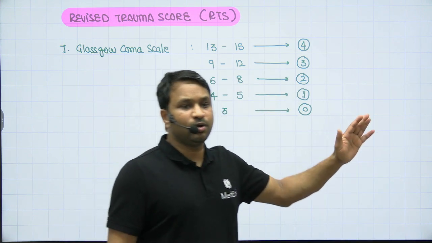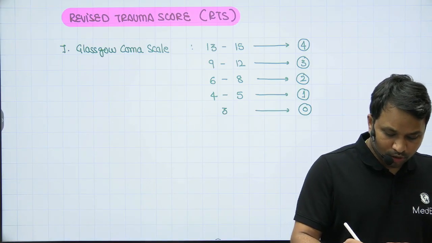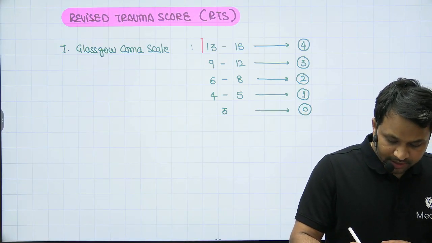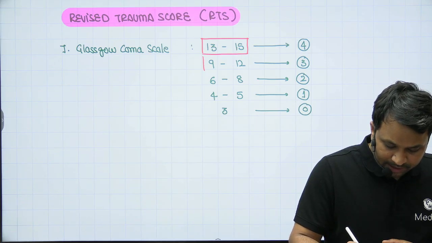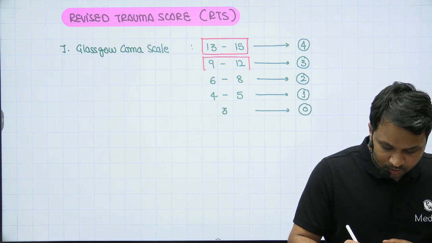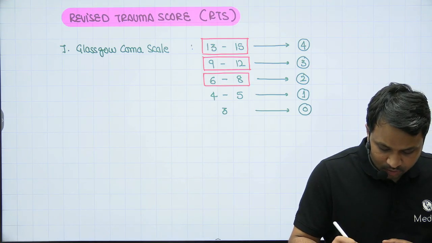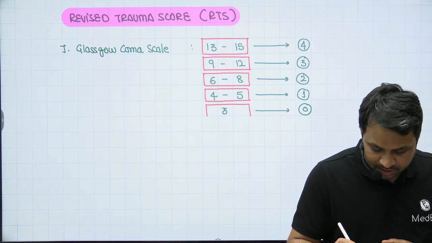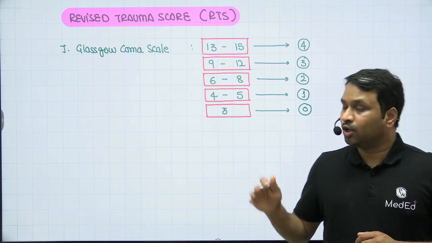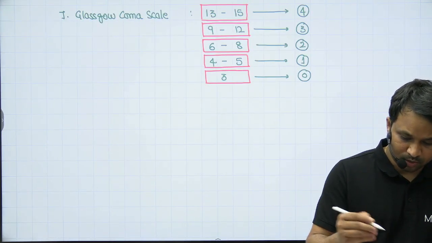So this is how, on the basis of the RTS scoring system, if we have a GCS of 13 to 15, we give an RTS score of 4. If it is between 9 to 12, we'll give an RTS score of 3. If it is between 6 to 8, we give an RTS score of 2. If our GCS is between 4 to 5, an RTS score of 1. And if the GCS is 3, an RTS score of 0. Lower the score, poorer is the prognosis. The first one is your Glasgow Coma Scale.